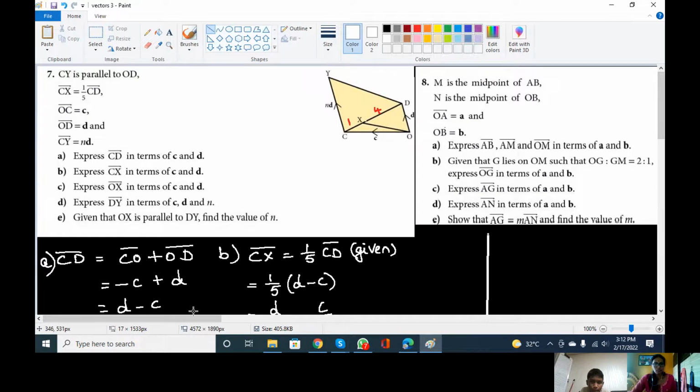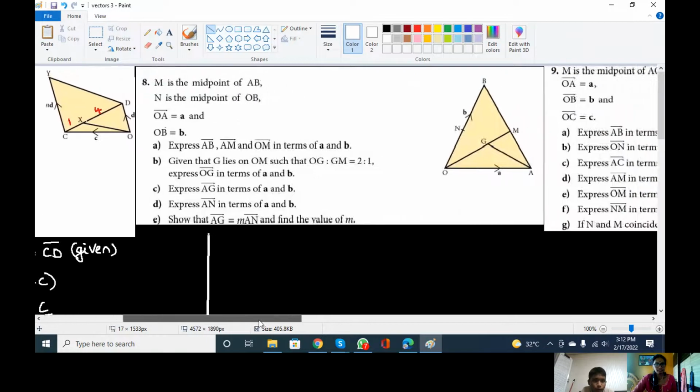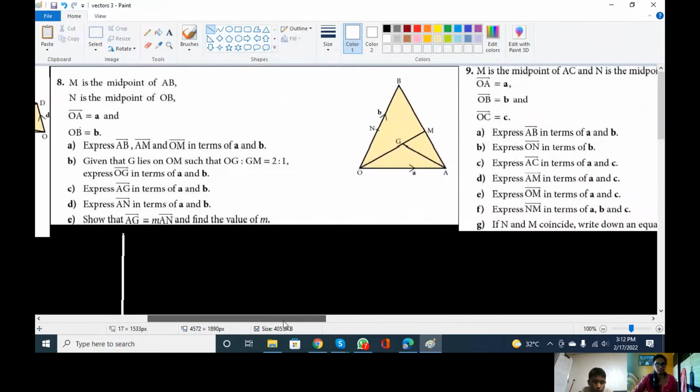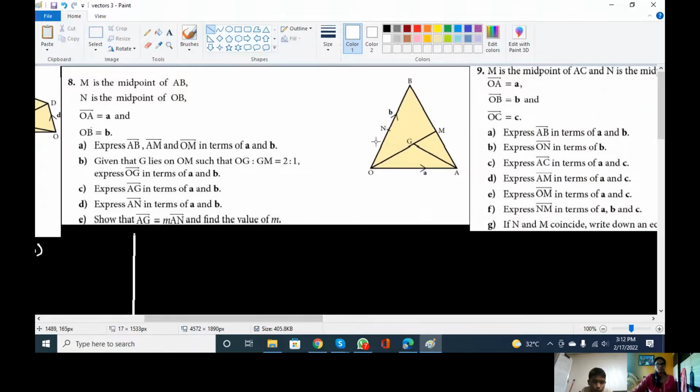Yeah, let's move to question number 8. Triangle they have given. They said M is the midpoint of AB and N is the midpoint of OB. OA is equal to vector a and OB vector is simply b. This is not NB, this is OB. OB is equal to b they have given. We should not confuse the marking. Okay, next express AB, AM, OM.